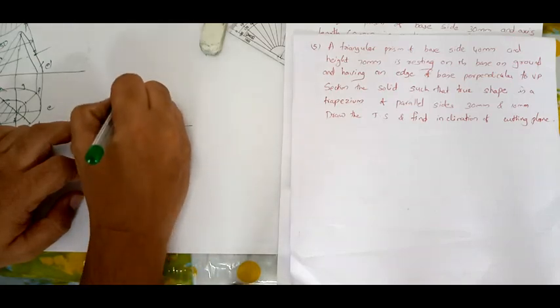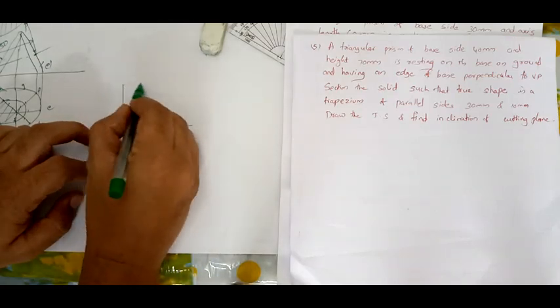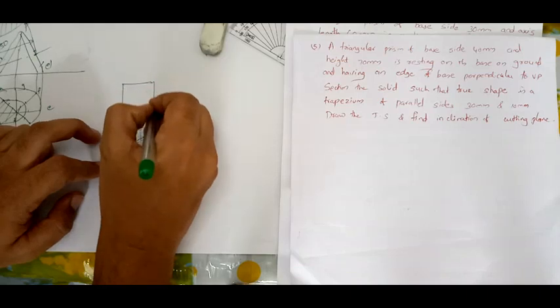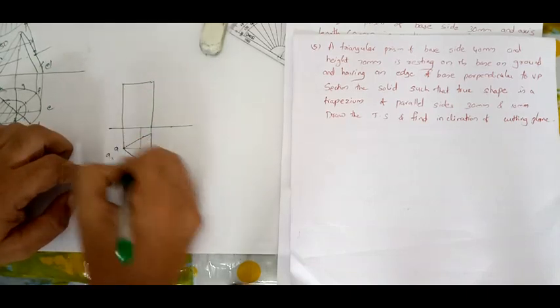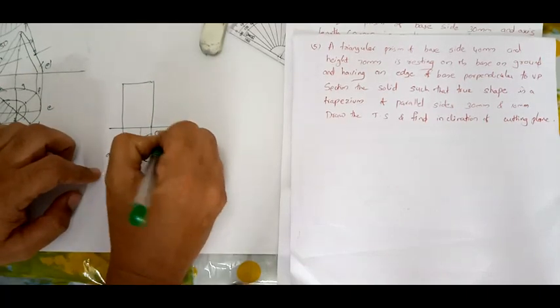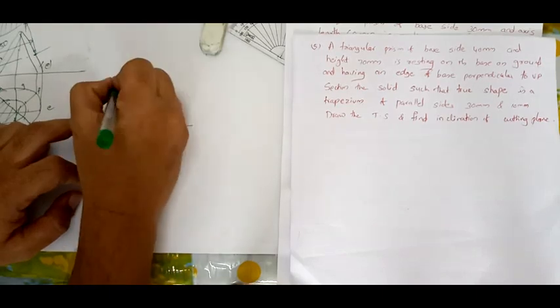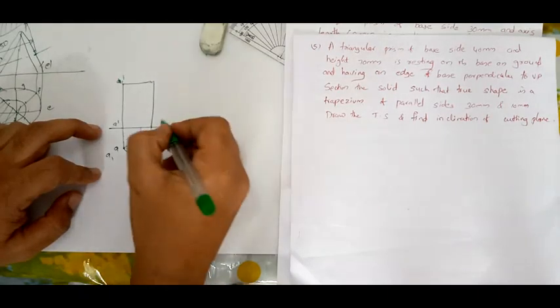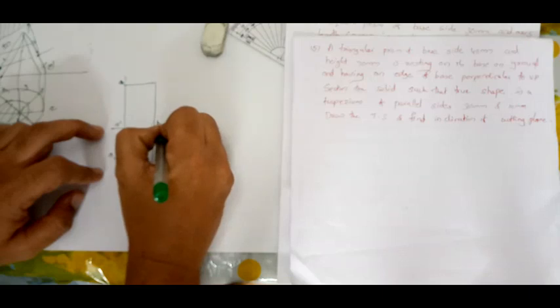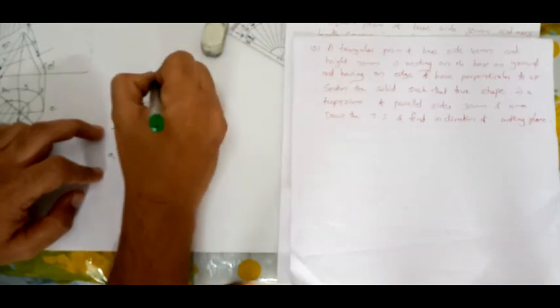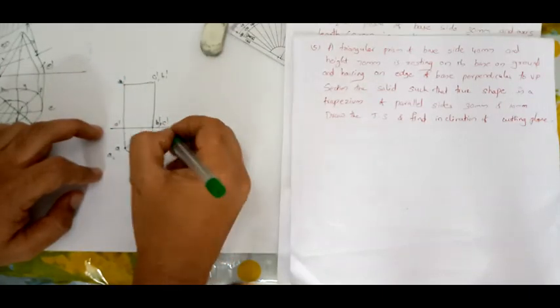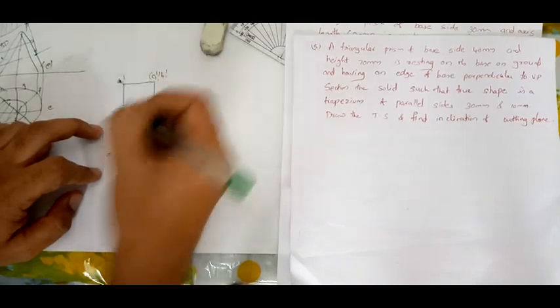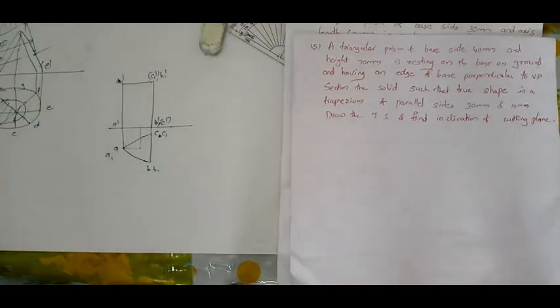So height is given, 70 mm. So cut the height also. So this will be A, B, C, A dash, A1 dash. This will be B dash, C dash, C1 dash, B1 dash. And which one is visible? C, B is visible. So this will be your triangular prism, right?